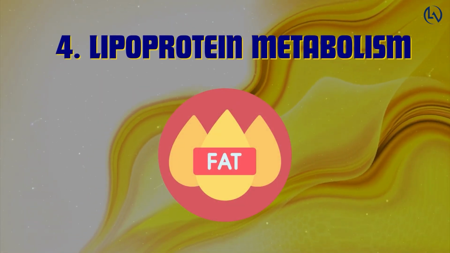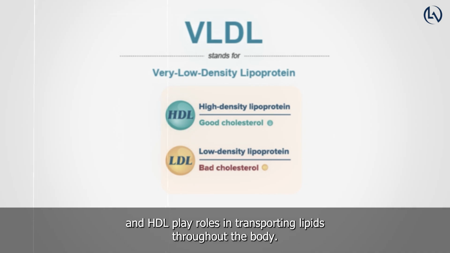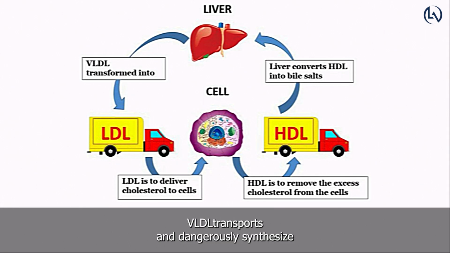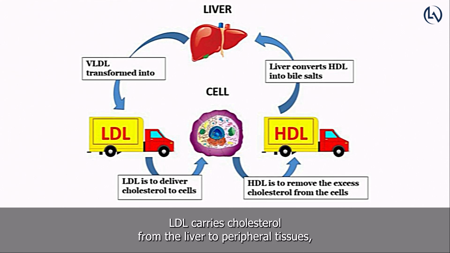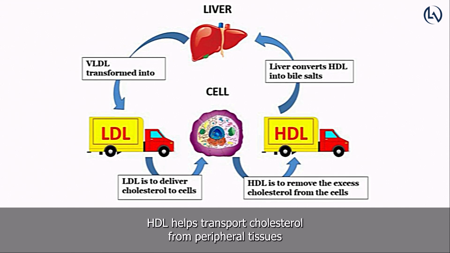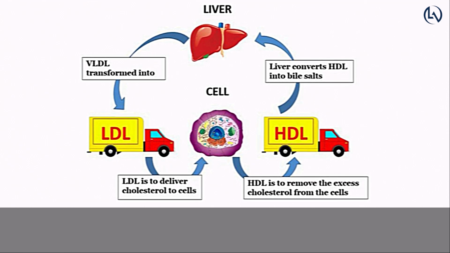Lipoprotein metabolism. Chylomicrons, along with other lipoproteins like VLDL, LDL, and HDL, play roles in transporting lipids throughout the body. VLDL transports endogenously synthesized triglycerides from the liver to other tissues. LDL carries cholesterol from the liver to peripheral tissues, including the cells that require cholesterol for membrane synthesis. HDL helps transport cholesterol from peripheral tissues back to the liver for elimination or recycling.